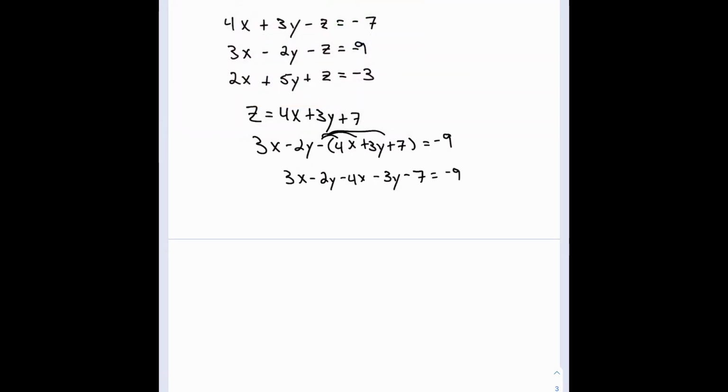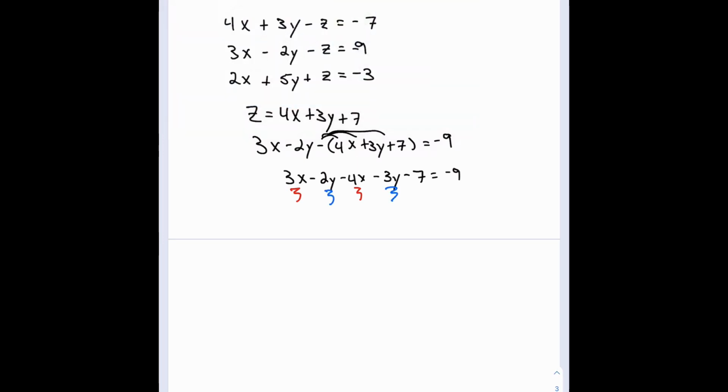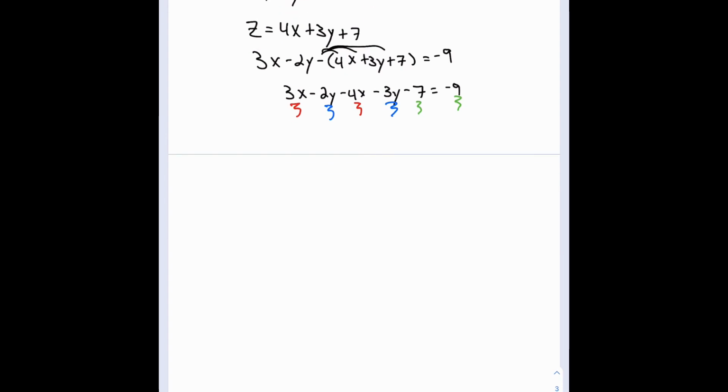So just so we can see them easier, here's an x, here's an x. Here's a y, here's a y. Here's a constant, here's a constant. Okay, now we're going to combine like terms. So 3x minus 4x, that just gives us a negative x. Negative 2y minus 3y, that'll give us a negative 5y.